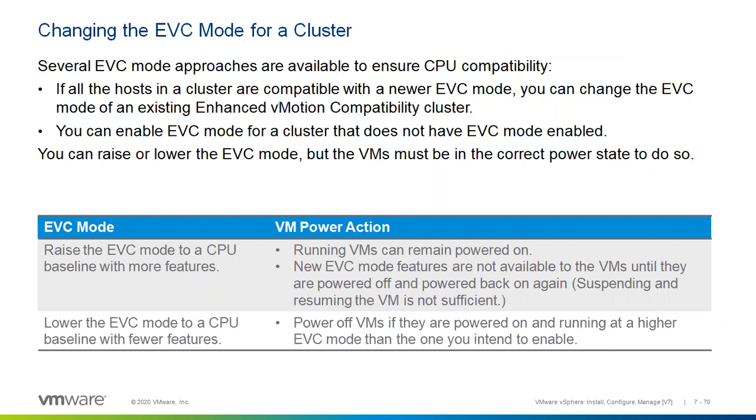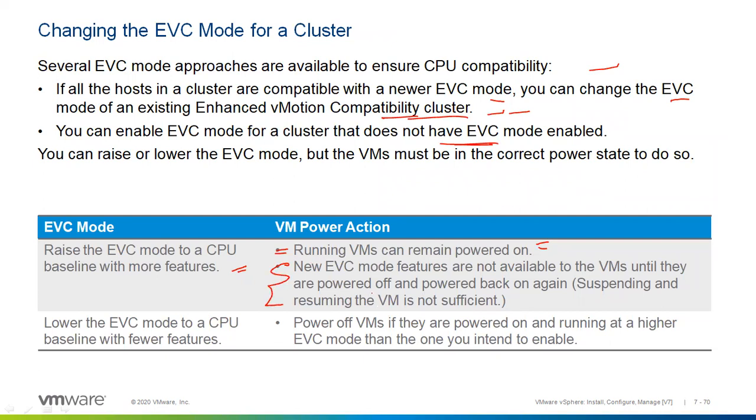So for changing the EVC mode of the CPU, several EVC mode approaches are available in vSphere. In host and cluster compatibility with newer EVC, you can change the EVC mode in an existing Enhanced vMotion Compatibility cluster in running mode. You can enable EVC mode on a cluster that is not pre-configured as EVC. Later on you can raise the EVC mode to a CPU baseline with more features. Running VMs remain powered on, but new EVC mode features are not available to the VMs until they are restarted. That's the important point, okay?